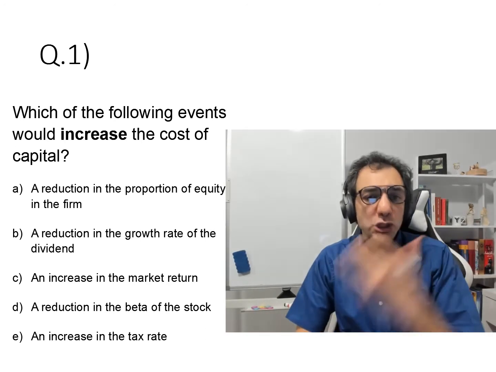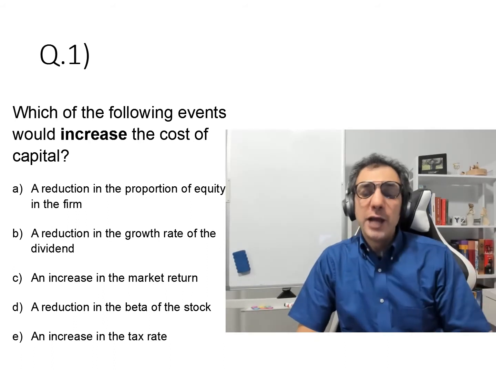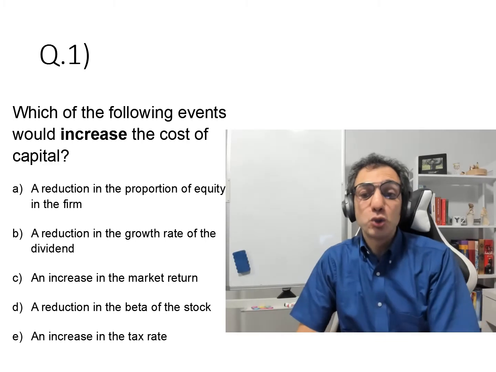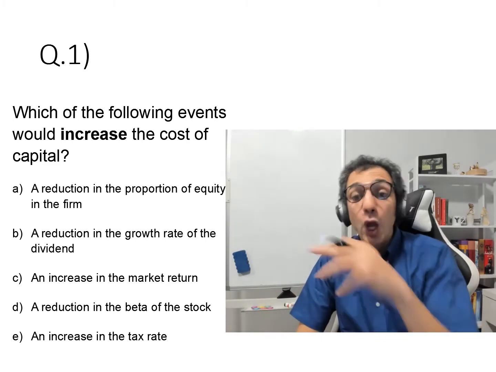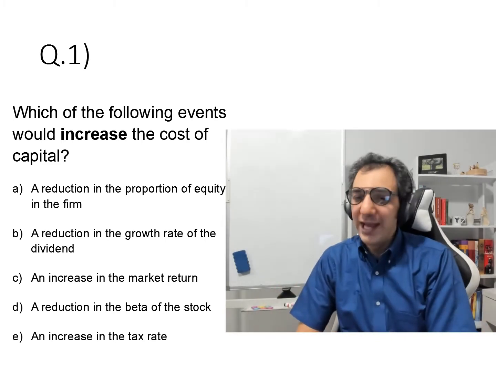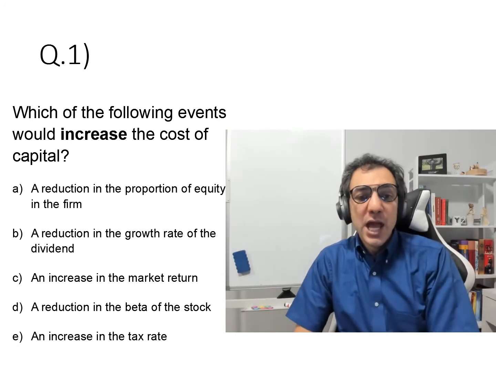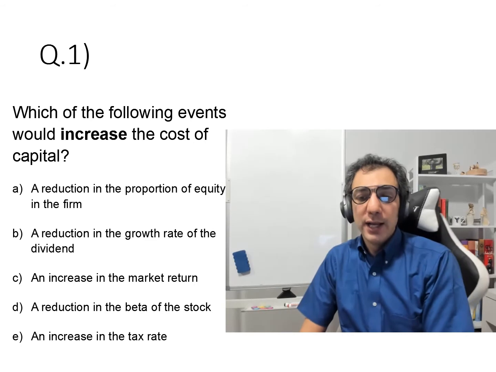So when you are reducing the proportion of equity, it means you increase the proportion of debt, which means you can save more, which means your total cost of capital will be lower. So A is not the answer, because we are looking for the increase in the cost of capital. B, a reduction in the growth rate of the dividend.